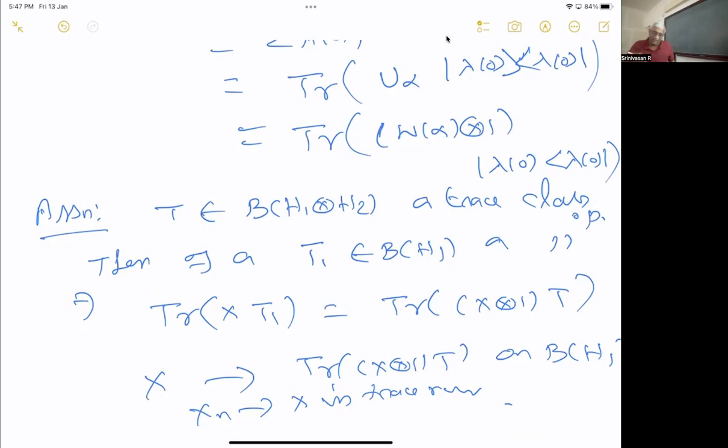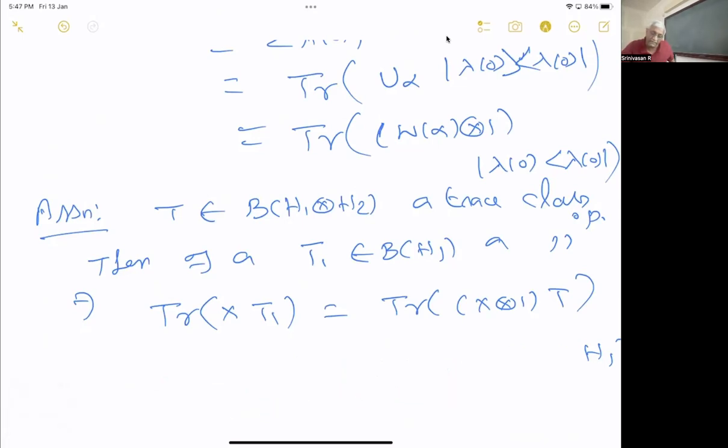So what's that? Could you repeat the question? T1 in B of H1? One second, I erased something. Did I erase the "such"? That's okay. This is the explanation I gave, and this is for all X in B of H1. Tell me, what is the question? X was just an object.